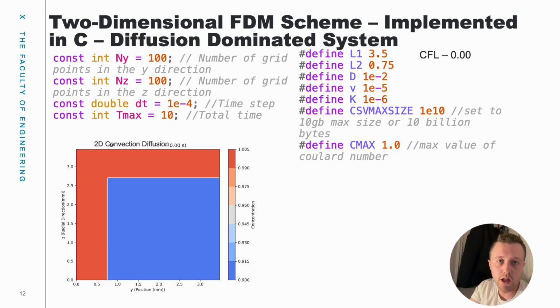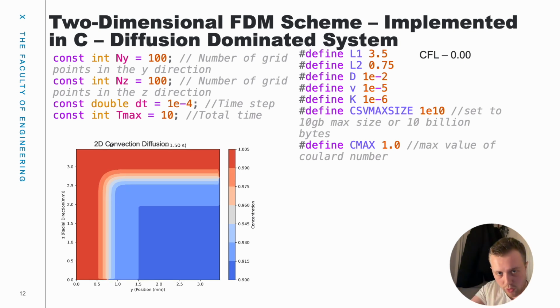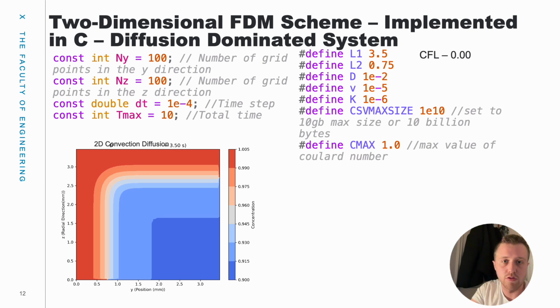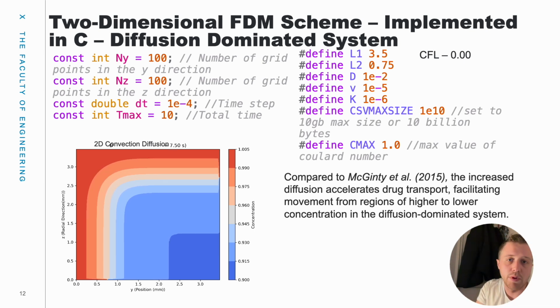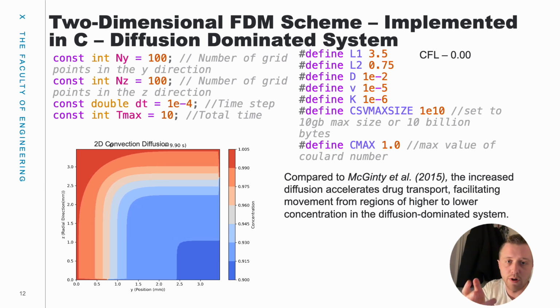Let's do the same again. In contrast, when diffusion dominates, the drug spreads more gradually. This results in a smoother concentration gradient as the drug distributes from high concentration to low concentration areas. Compared to the paper by McGinty, increased diffusion shows a consistent pattern. It shows spatial uniformity of the drug transport. Again, the CFL condition is the same, and every other hyperparameter is the same. All their meshes are the same size. The only thing we're changing is these values of dV and K.